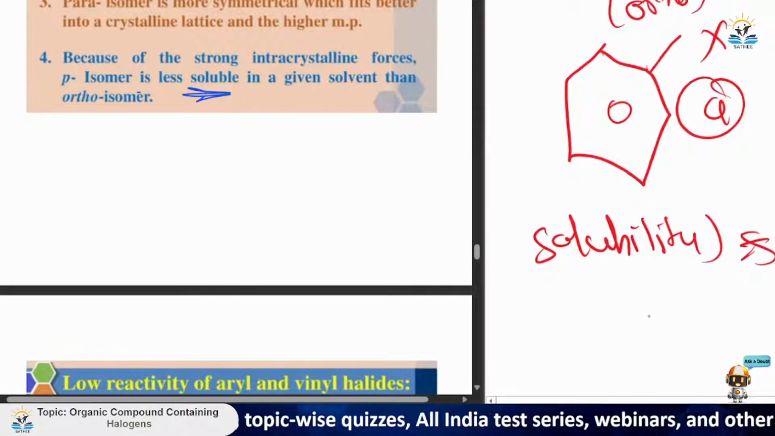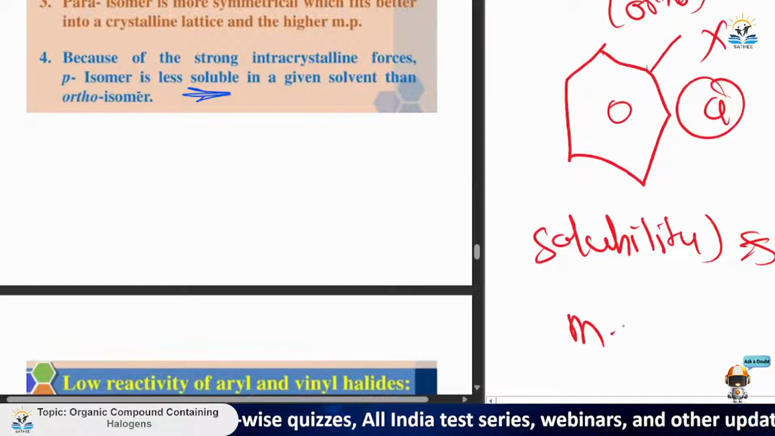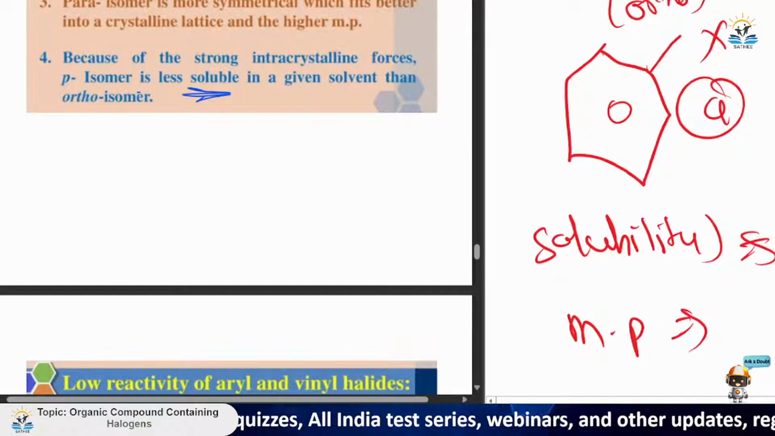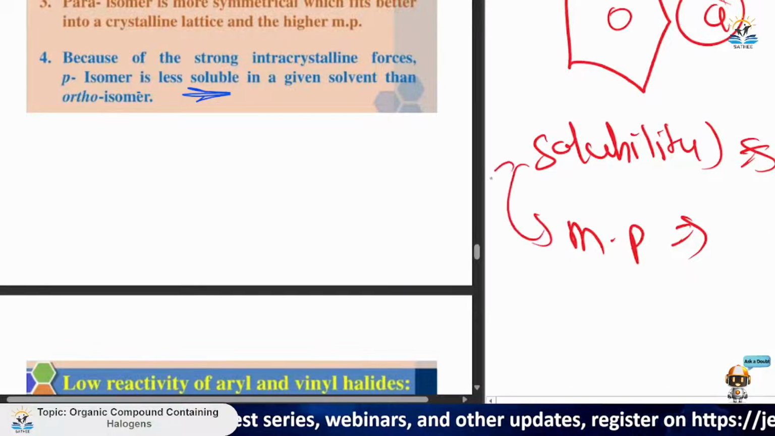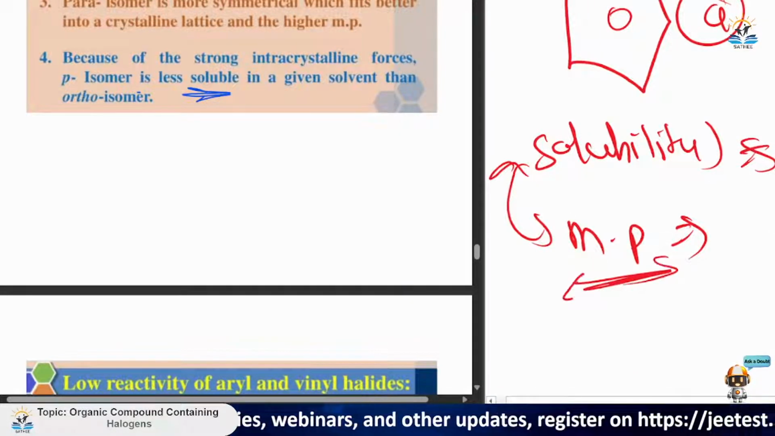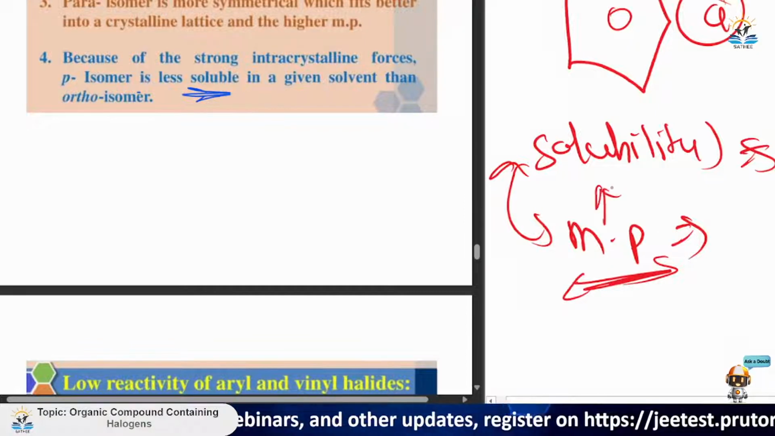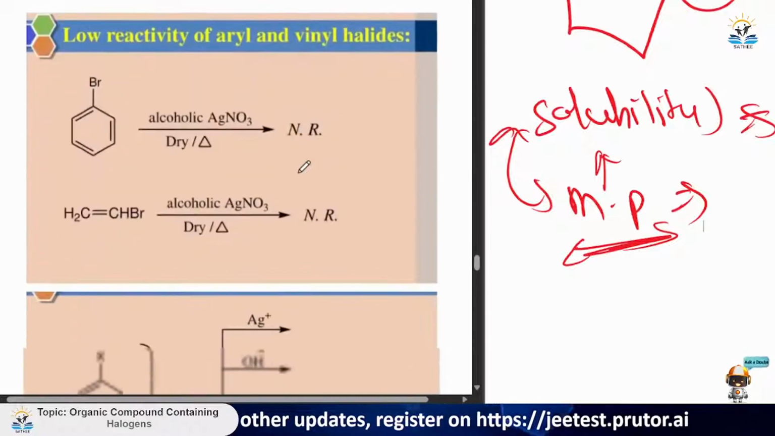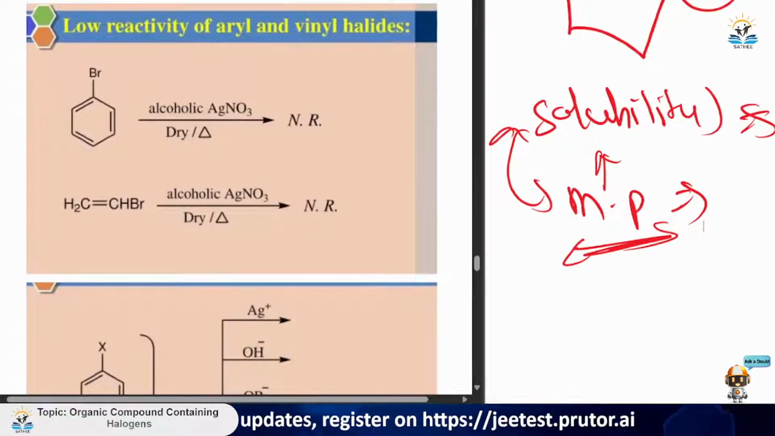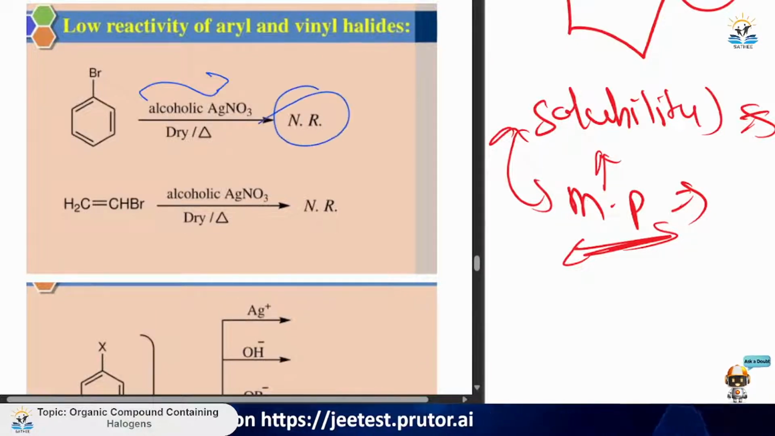Okay, but if we talk about the melting point, it will be less compared to this one. It is quite relatable to this one also. If it has a higher melting point, the solubility will also be lower. Okay, now there are some chemical reactions given for this one. This one is bromine with alcoholic AgNO3 giving you no reaction.